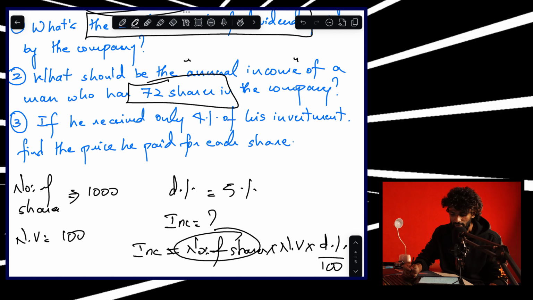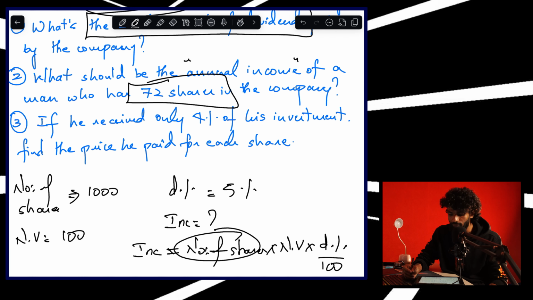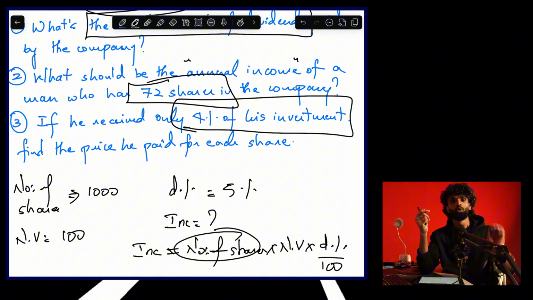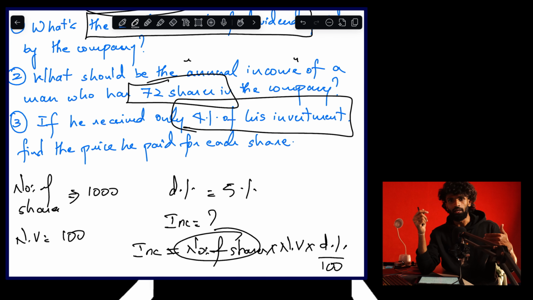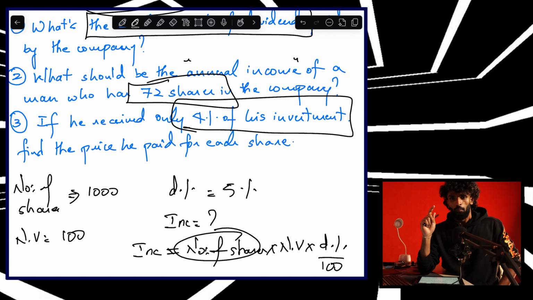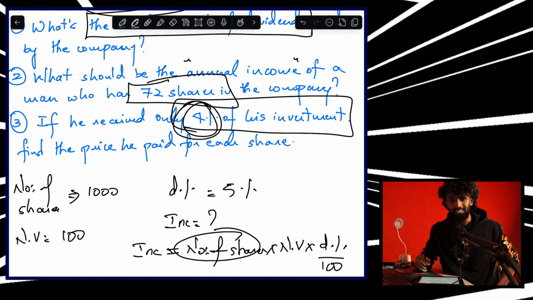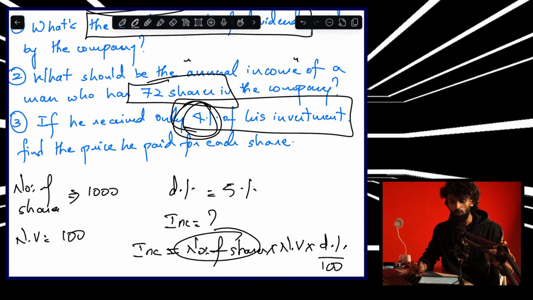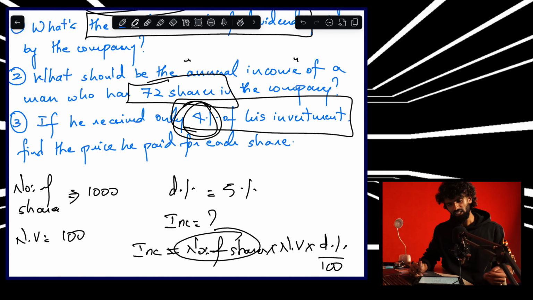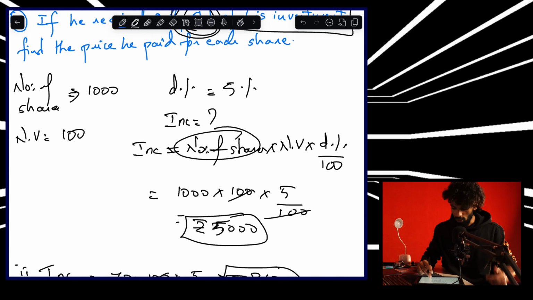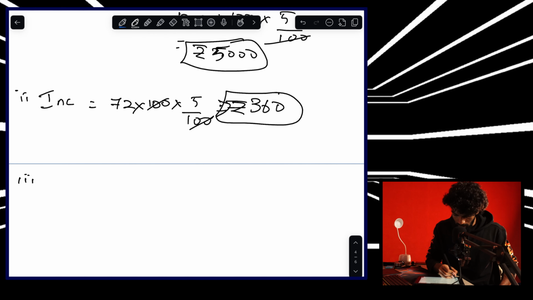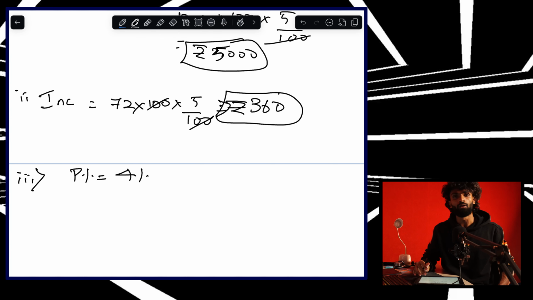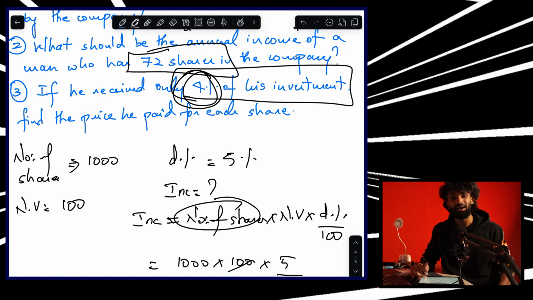Now look at this. If he received only 4% of his investment, very important. If he received, meaning you invested some money, you're getting back some money. That is income. But careful, they're giving some percentage. In simple language, the rental yield, also called profit percent, in this case was 4%. Not D percent. D percent is 5%, I know that. Profit percent was P percent. So the third sub question, little English there. P percent equals 4%. So they are telling us the profit percent this man made was 4%.